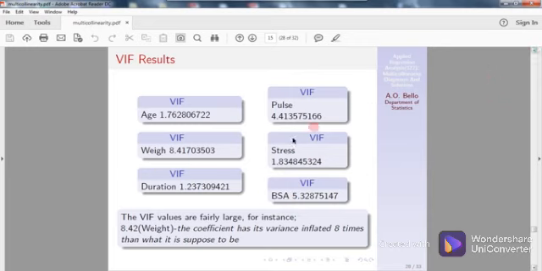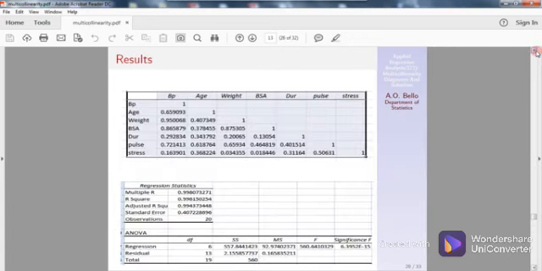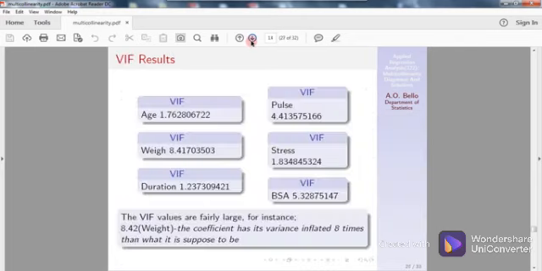What would be a proof? Let's look at the correlation between weight and body surface area. Body surface area, and this is 0.875. This is large. There's a strong correlation between weight and body surface area, and for us to be able to have a very good regression analysis and inference, there will be need for us to drop either weight or body surface area.